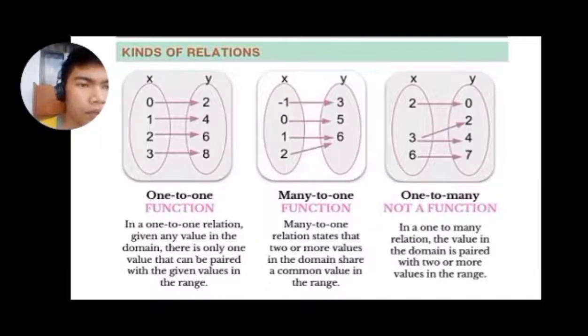In a one-to-many relation, the value in the domain is paired with two or more values in the range. For example, itong 3, nag-pair siya sa 2 and 4. So, hindi po yun function. Dapat, pero kung yung y values naman yung nadoble, okay lang po yun. Function pa rin po yun. Pero kapag yung x na yung nadoble, yun na po yung not function.